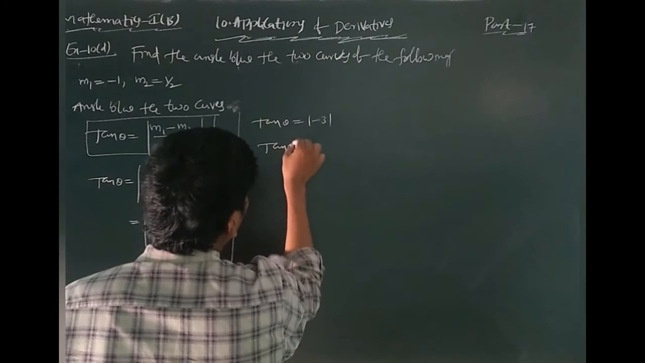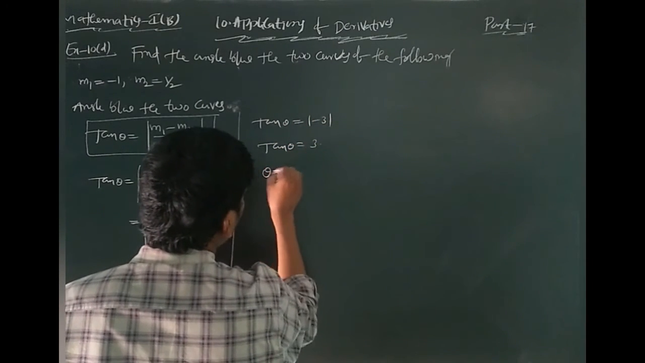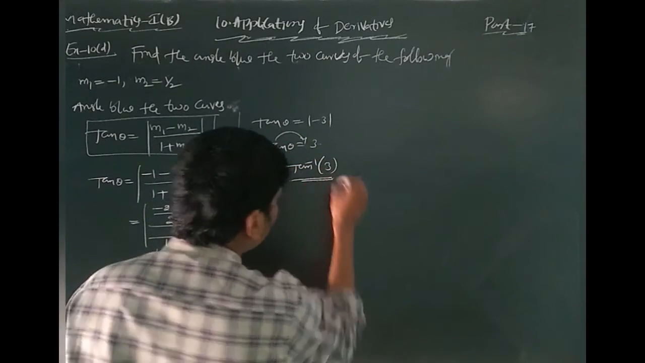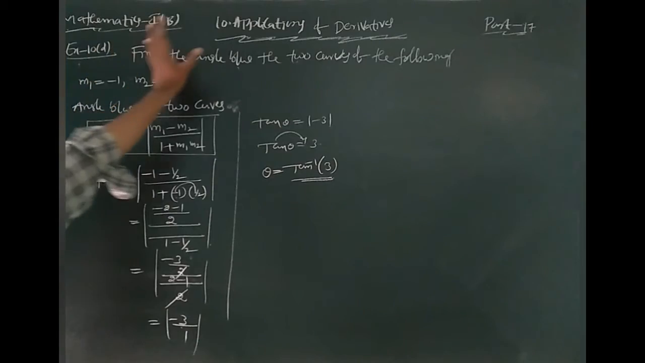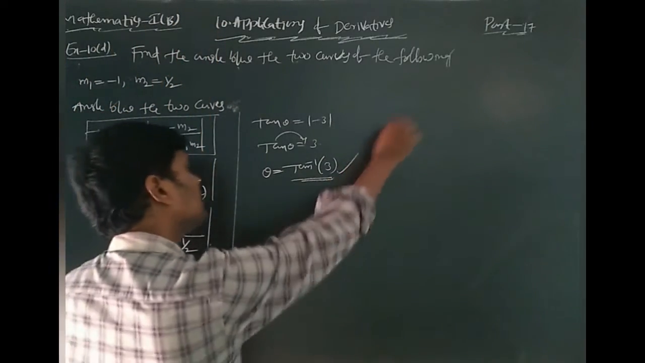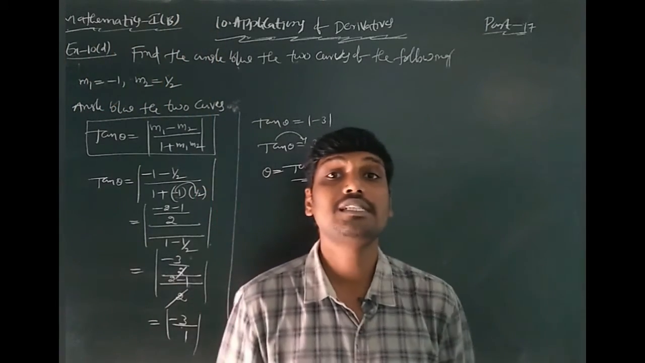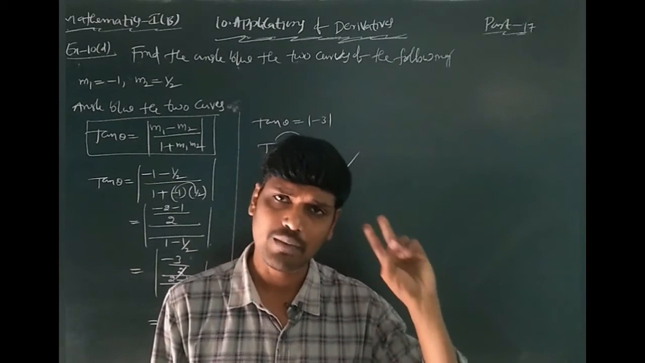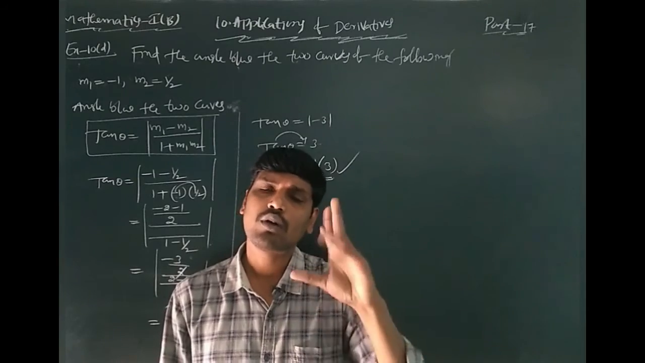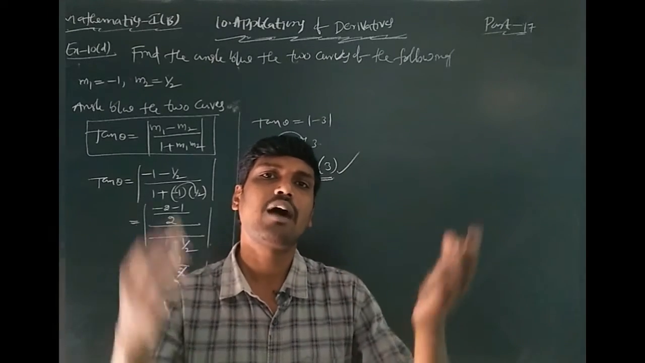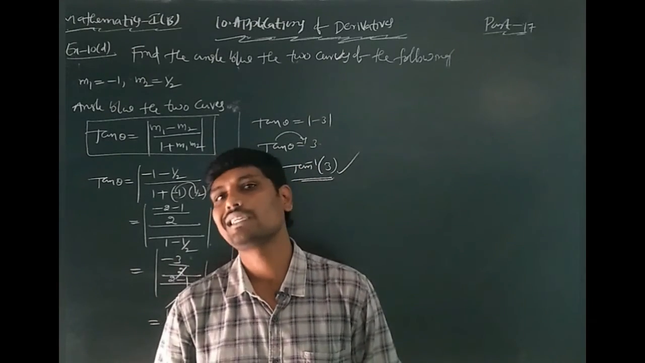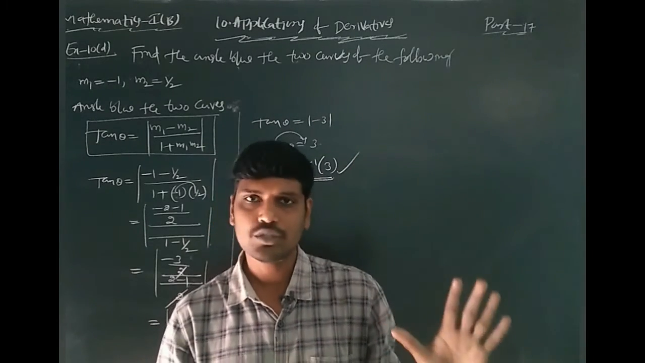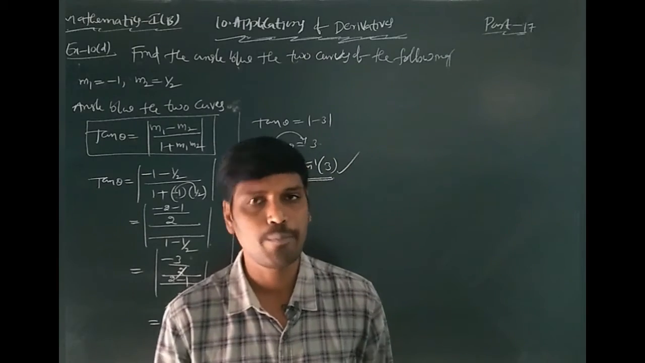What is the value of modulus of minus 3? It is 3. Then theta is equal to tan inverse of 3. This is the angle between these two curves. This is the process for any problem, and this is a very important 7 marks bit. In any problem where two curves are given, you find the slopes. After that you substitute those values into the formula and you get the answer. Understood? In this way you can do every problem.